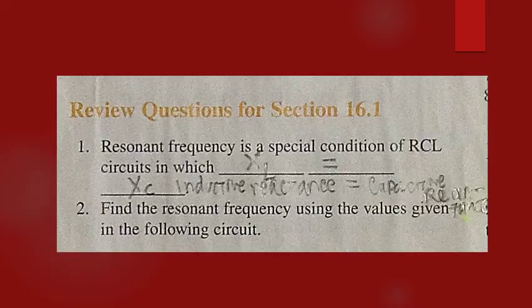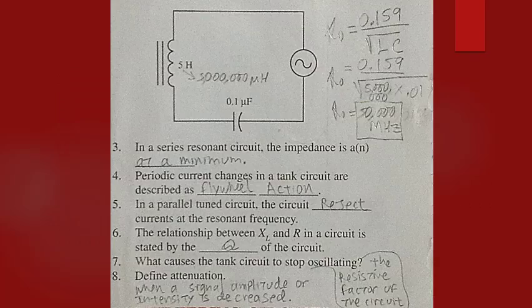Review questions for section 16.1. Number one, resonant frequency is a special condition of RCL circuits in which inductive reactance is equal to capacitive reactance. Number two, find the resonant frequency using the values given in the following circuit. And this is the circuit. We have a 5 henry coil or inductor, and a 0.1 microfarad capacitor in line, all in series with an AC source.